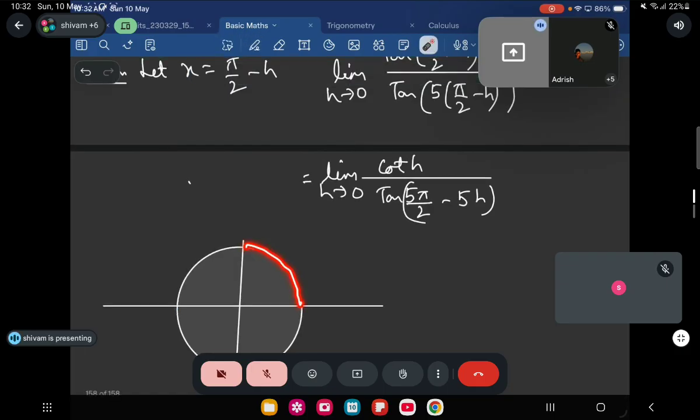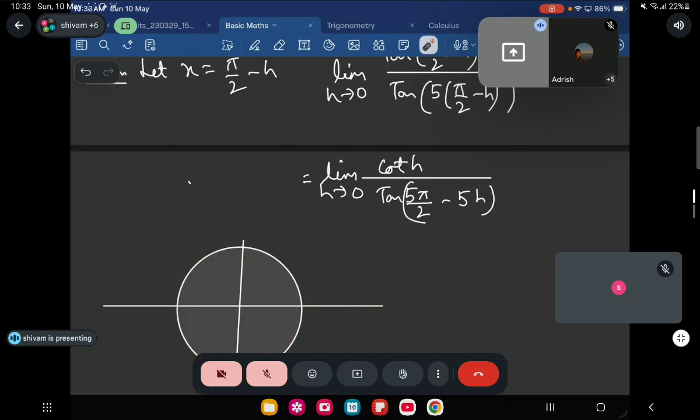See, this is where the angle is acute, with respect to the positive x-axis. And wherever the angle is acute, sine, tan, cos, all are positive. So this is pi by 2, this is 2 into pi by 2, this is 3 into pi by 2, this is 4 into pi by 2, that is 2 pi. Then 5 into pi by 2. 5 into pi by 2 minus h, you are coming back to the first quadrant.